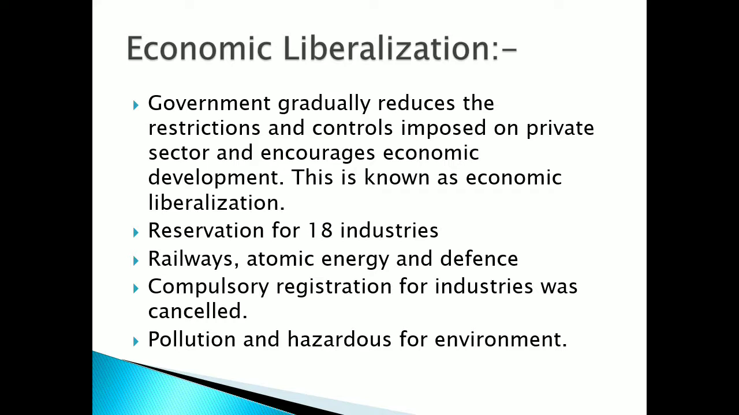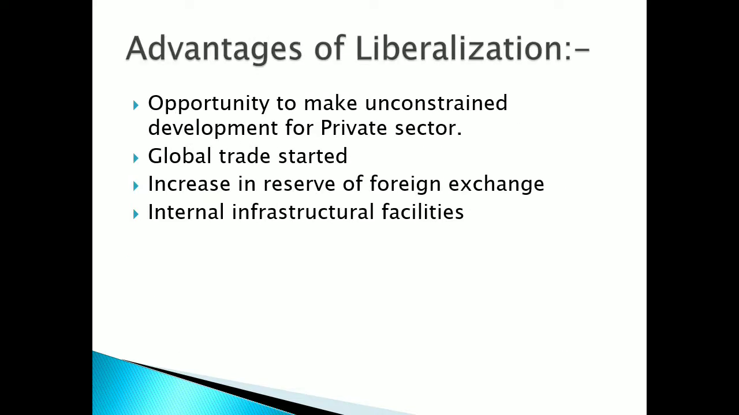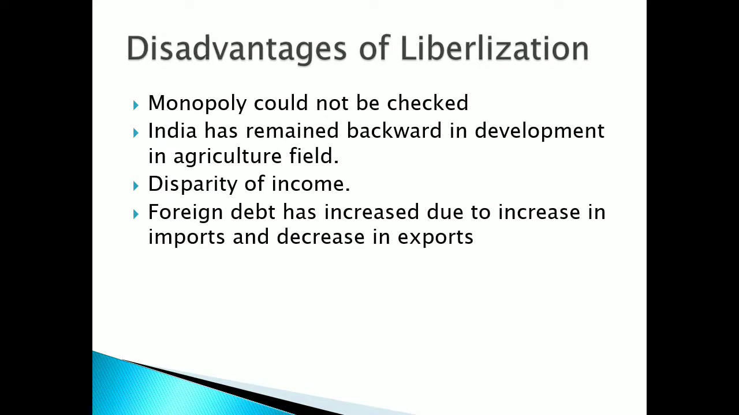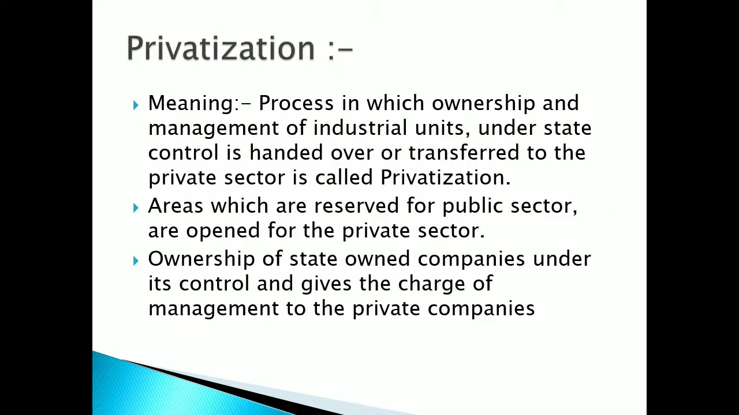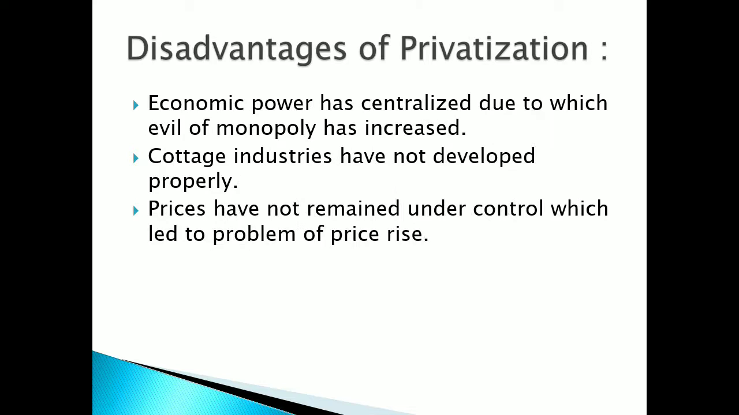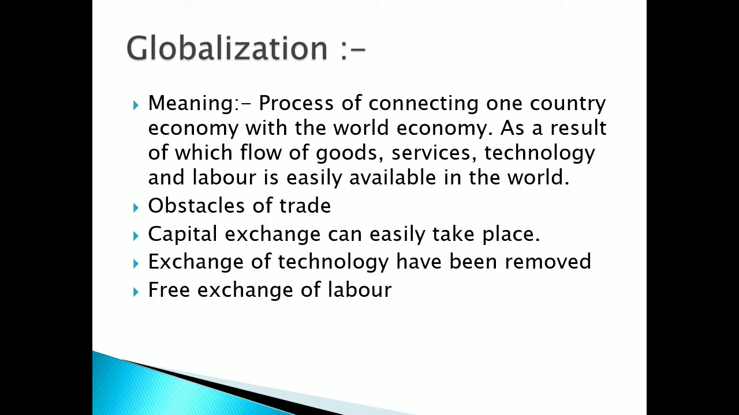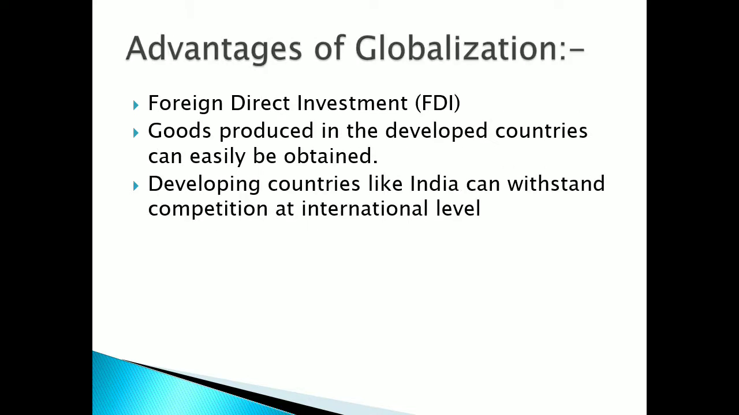We read the meaning of liberalization. After liberalization, what liberal rules and regulations were made, due to which many businesses improved, getting good opportunities to make money. There are many advantages which we read. Then after the disadvantages of liberalization, we started privatization: the meaning of privatization, how the ownership and management of the government is given to the private sector. Here we read about the advantages, then the disadvantages, and at the last we read the globalization topic, the meaning and the advantages and disadvantages.